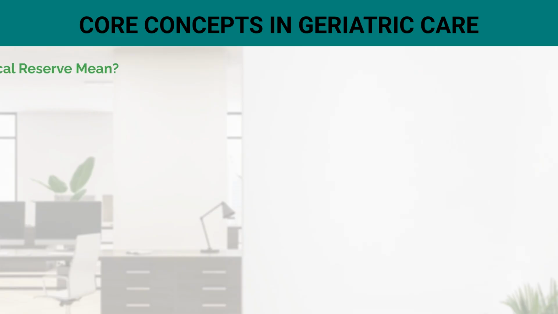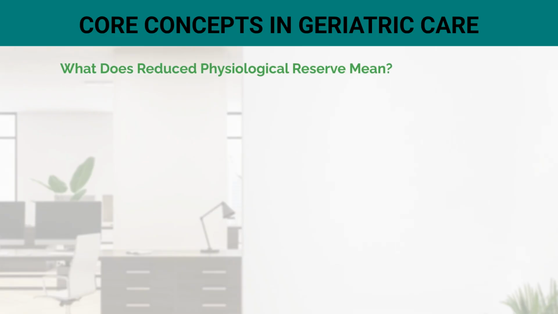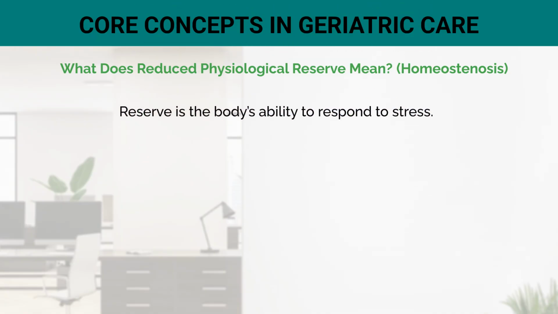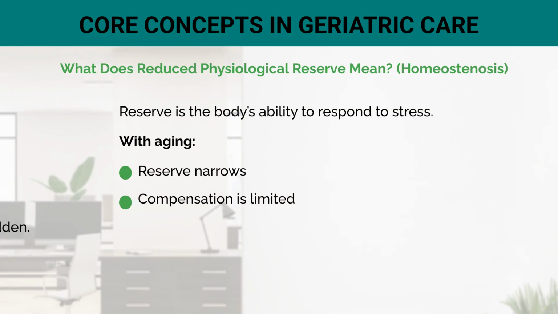We will move ahead to see what reduced physiological reserve means. It is also known as homeostenosis. Reserve is the body's ability to respond to stress. With aging, reserve narrows. Compensation is limited. Collapse can be sudden.